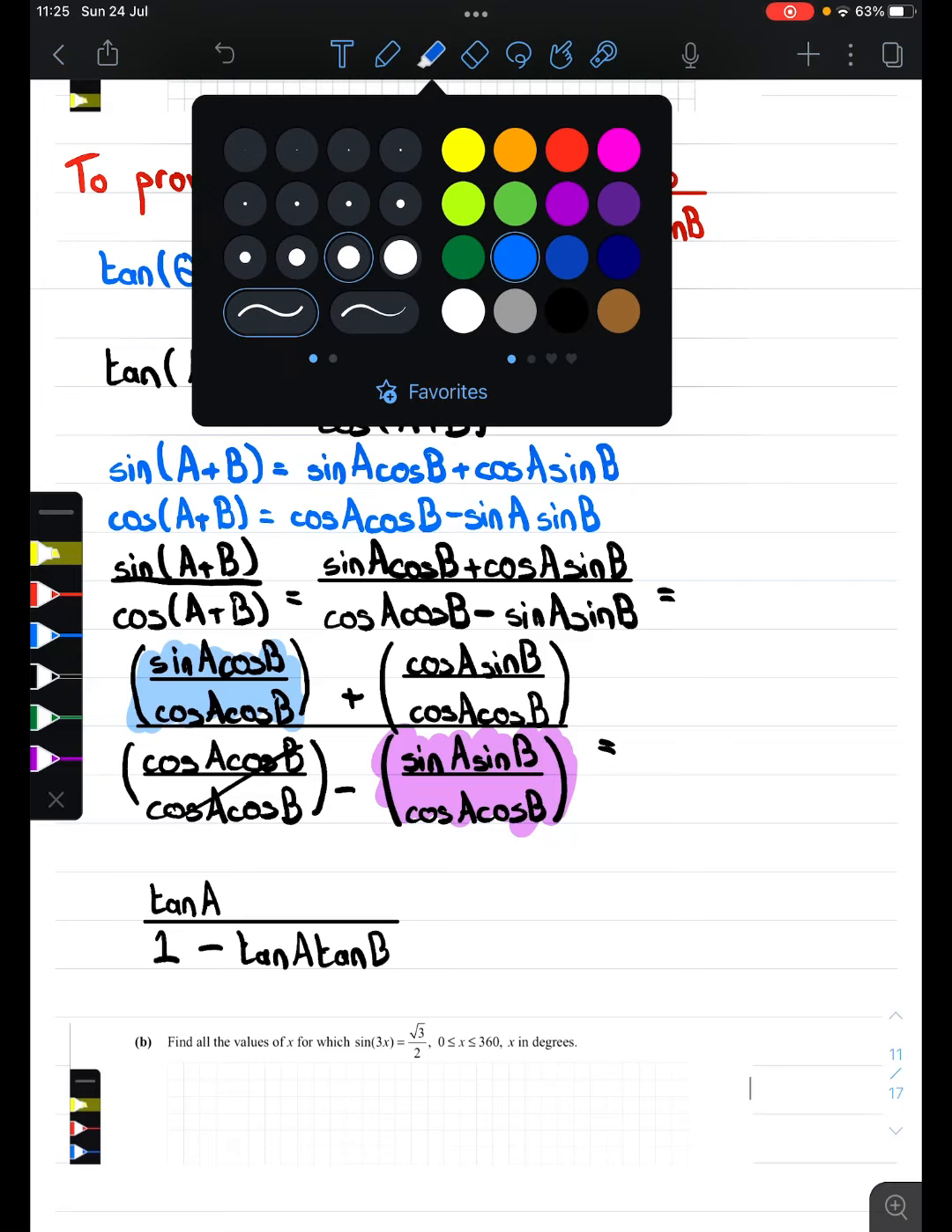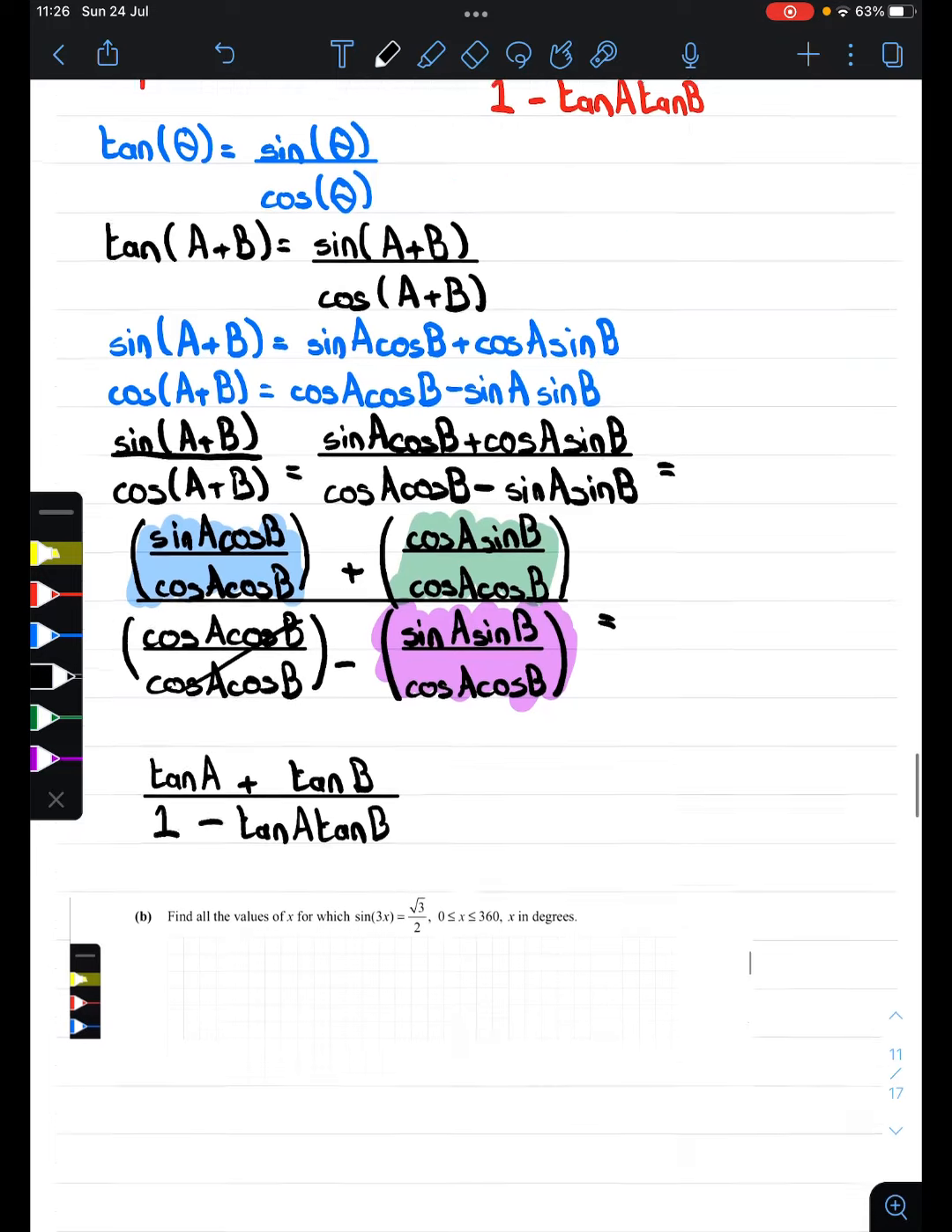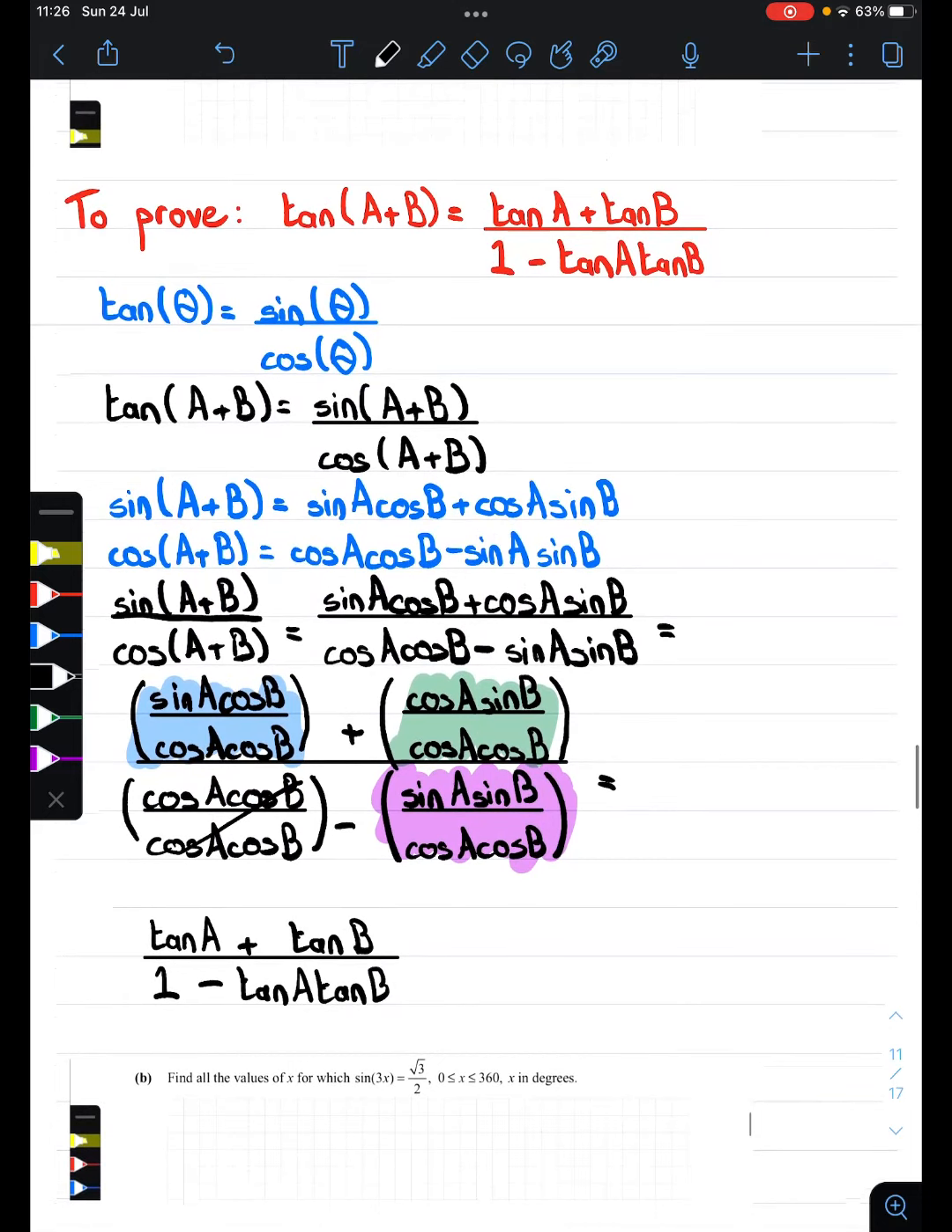And then if we finally look at this term here, cosine A sine B over cosine A cosine B, well, now this time the cosine A will cancel, and we get sine B over cosine B, and that is just tan B. And then we have what we were looking for. It's a little bit tricky.